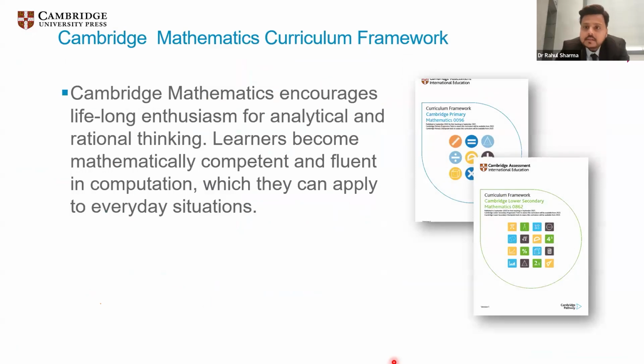So when we talk about the Cambridge Maths Curriculum Framework, you can see the primary mathematics is coded as 0096. I repeat, it's 0096. And the lower secondary has been coded 0862. So 0096 and 0862 are the two codes for our primary and lower secondary Cambridge mathematics. As we all know, it tries to bring in that rational thinking. The learners become more competent for the real world, and they can apply it in real life situations. So the target of Cambridge while drafting 0096 and 0862 is majorly to bring in those mathematical skills. Let the children think like a mathematician, work like a mathematician, in fact in almost every subject, not just mathematics. So that's how the Cambridge Maths Curriculum Framework has been introduced for us.